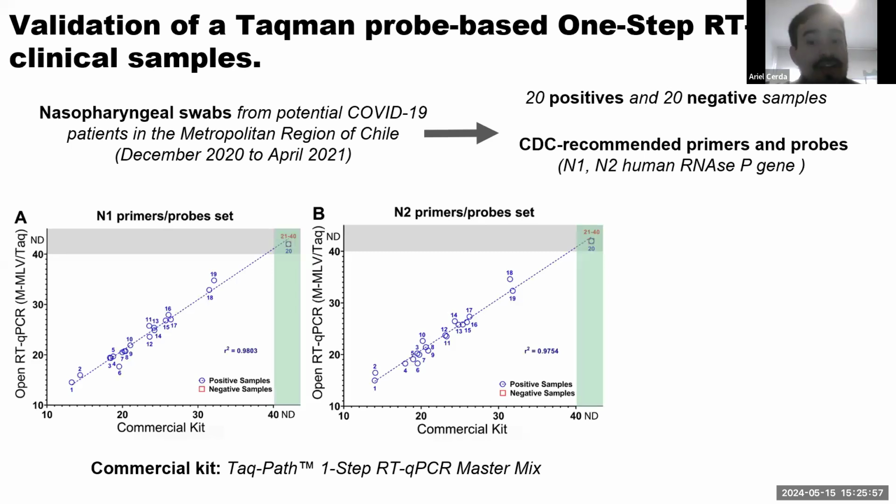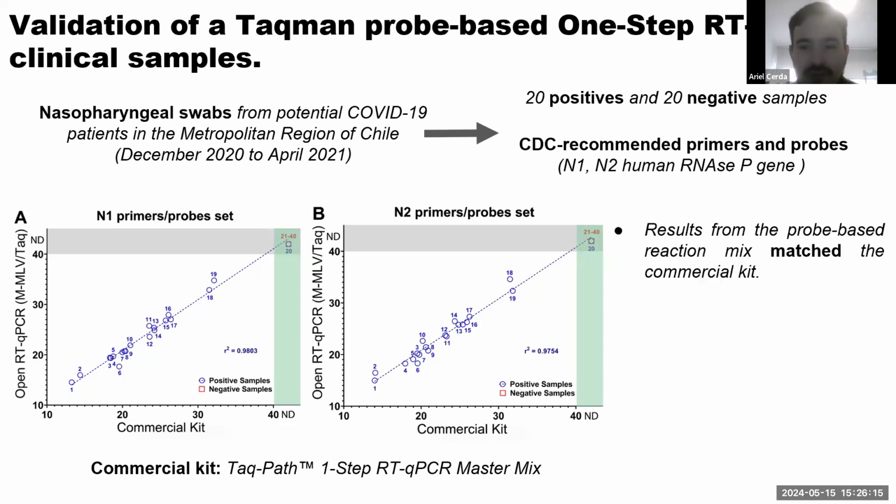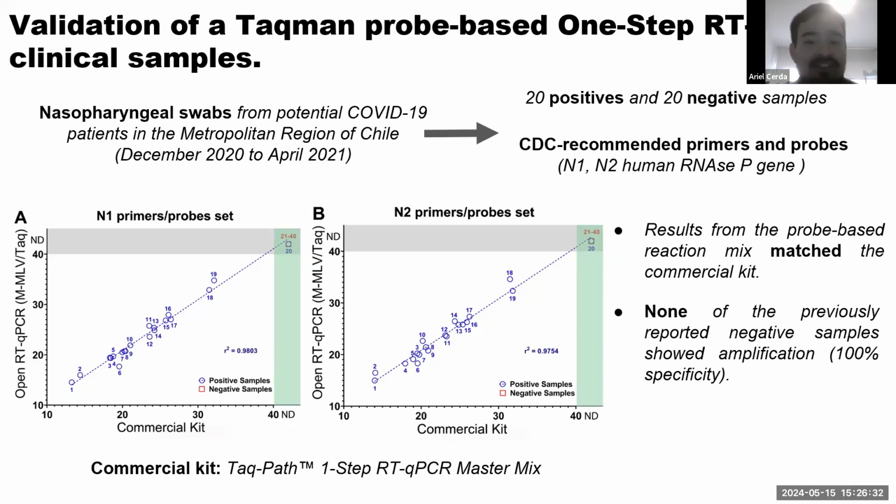We evaluated 40 clinical nasopharyngeal samples using two kits, a commercial one and our homemade TaqMan probe-based one-step reaction mix. The probe-based mix produced results comparable to the commercial kit, as shown by the similar Cq values for each primer probe set. And these assays demonstrated 100% specificity with no false positives among previously negative samples. Additionally, it confirmed nearly all previously positive samples, achieving 95% sensitivity.